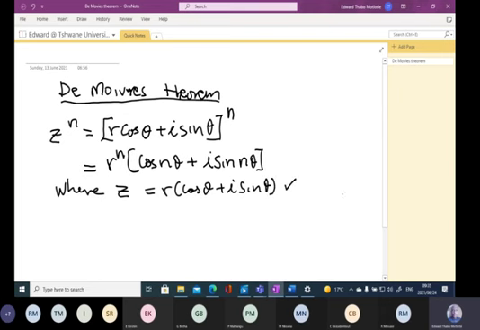So this is basically the polar form of a complex number. Remember last time we discussed that, we said the modulus is r and the angle is theta. So in expanded form, in trigonometric form, it's like this.